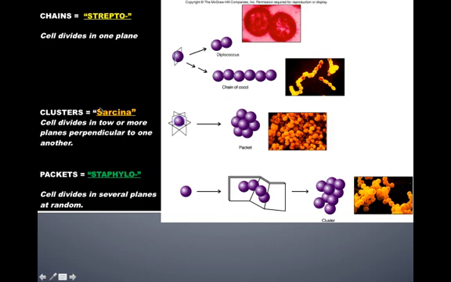Now, there are also what are called clusters or cubes. We really should call them cubes, called sarcina. Sarcina basically divides on all the different planes, creating a cube-like structure, a 3D type structure, which sometimes is hard to distinguish underneath the microscope. So this should actually say two or more planes, perpendicular to one another. They might divide going this way the first time, then the second time they divide this way, then they divide up and down. That's what creates this grouping of 8 spheres, okay?